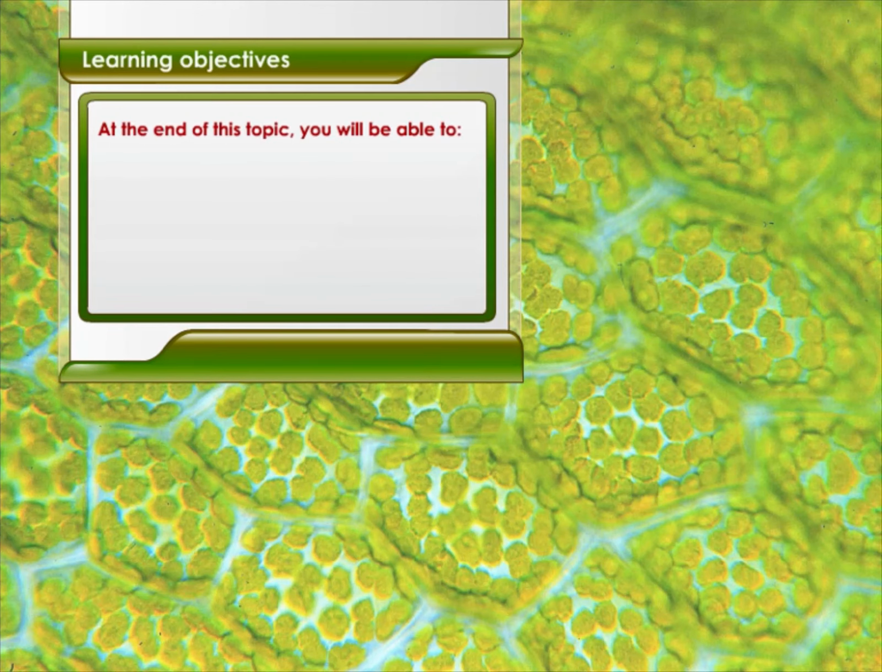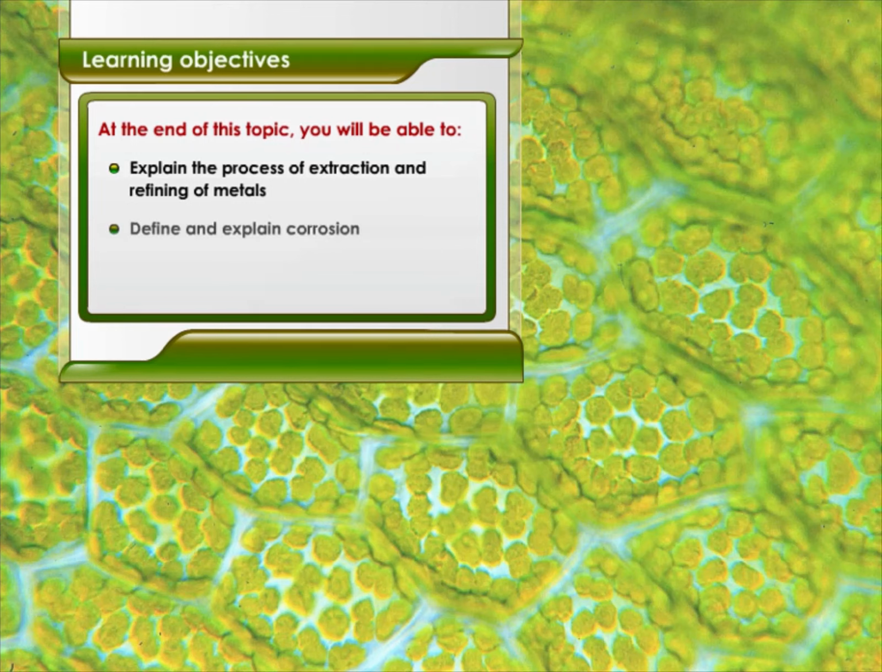Learning objectives. At the end of this topic, you will be able to explain the process of extraction and refining of metals, define and explain corrosion, analyze the preventive measures of corrosion.